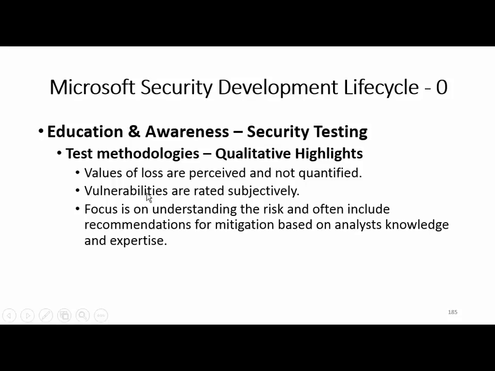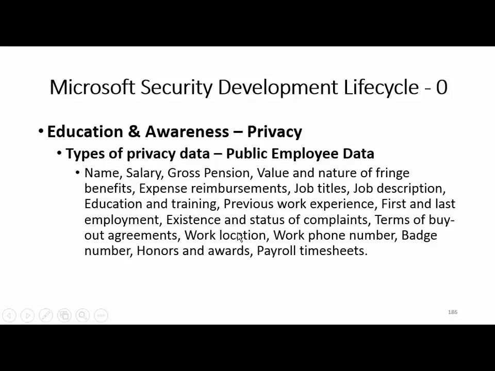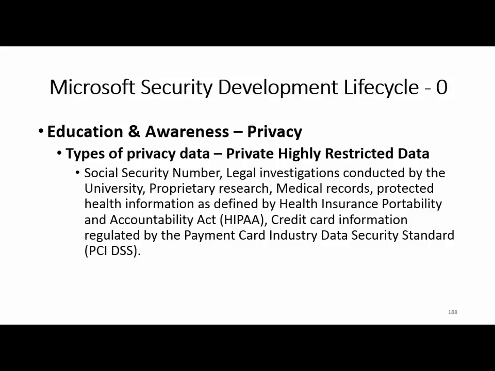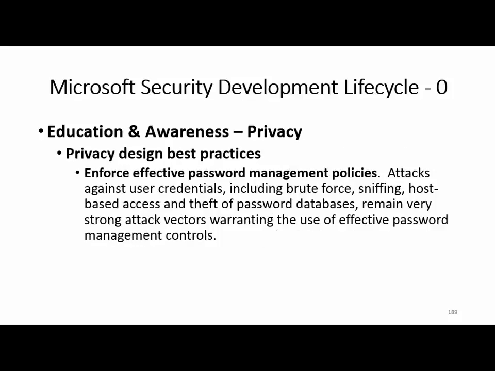Here's part of the problem. Vulnerabilities are rated subjectively. Anytime you bring a human element into it and make it subjective, it makes it harder to guarantee that indeed you're doing exactly what you want to do as opposed to doing something that's objective. Here's some typical public employee data, some typical private restricted employee data, and some highly restricted employee data. Now, not every agency agrees with this, all right, but this is some stuff that I found online.